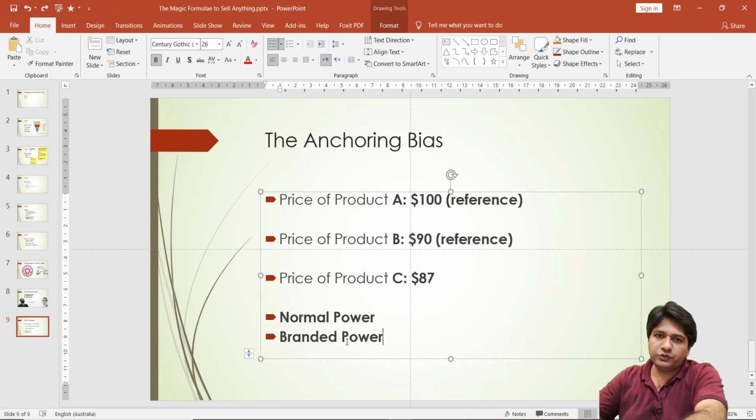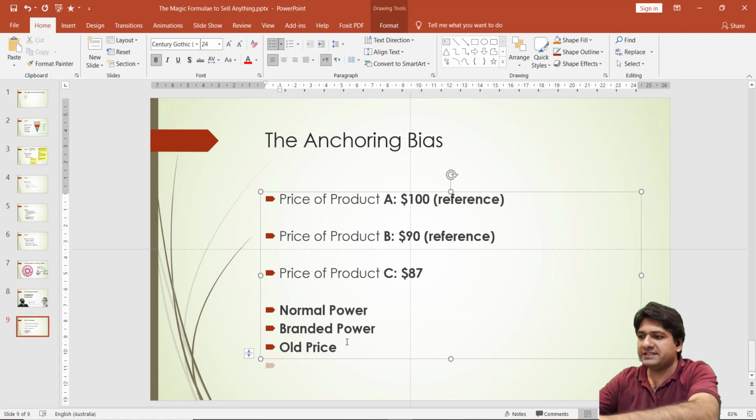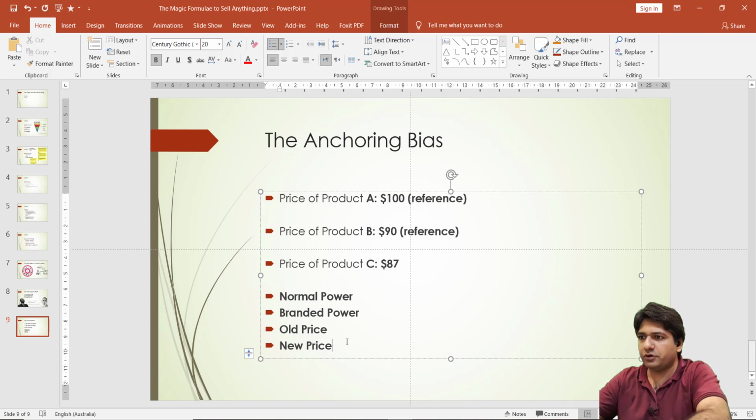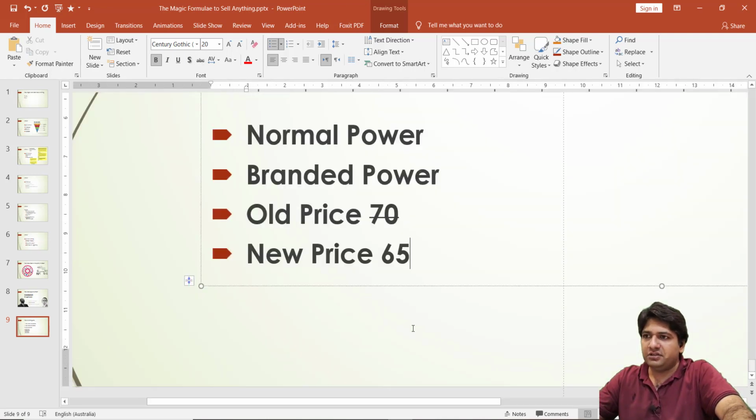Now, if you want to use the anchoring bias in terms of pricing, you will say that this is the old price and this is the new price of the product. The old price was $70, the new price is $65, or many times they will even cut the old price and will tell you that this is the new price. So this is it. See you in the next video.